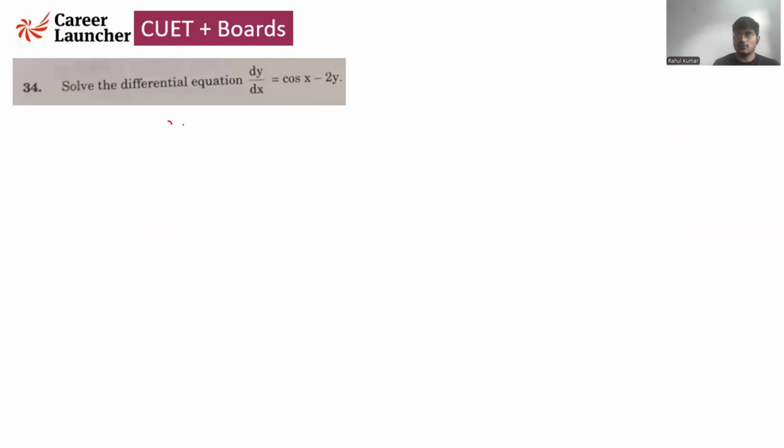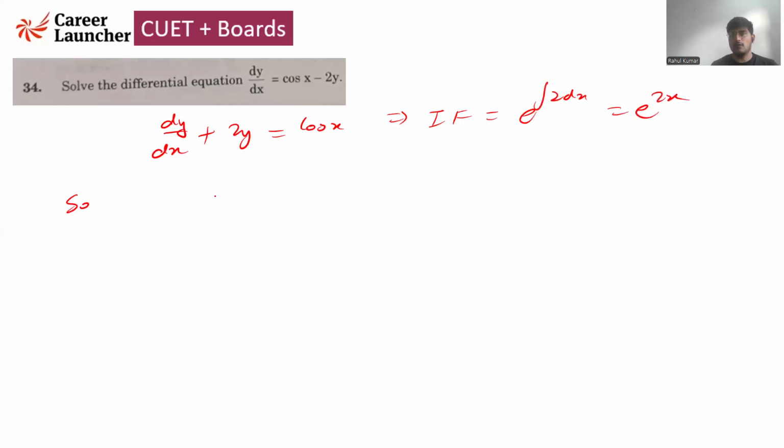Now we have a next problem. We need to solve this differential equation. How can we solve this? This is a linear differential equation. 2y is multiplied by e to the power integration of 2 dx, which is e to the power 2x, is equal to integration e to the power 2x cos x dx plus capital C.